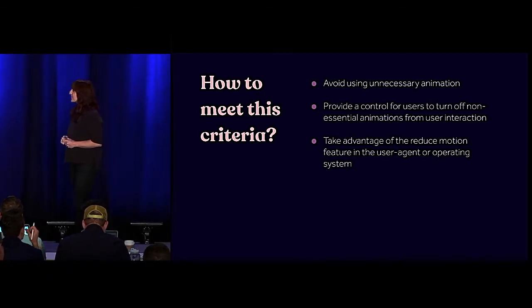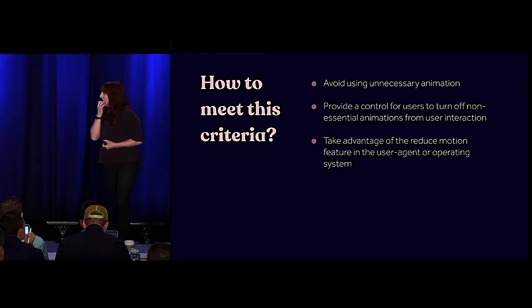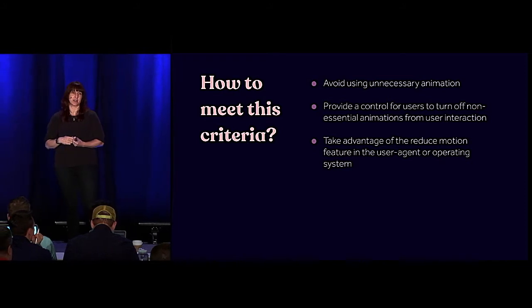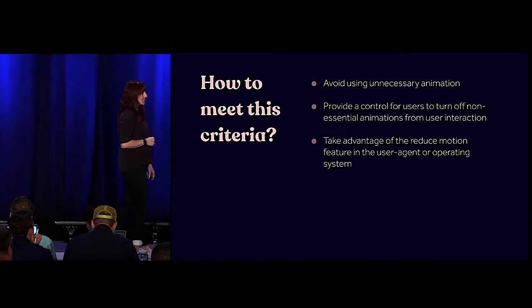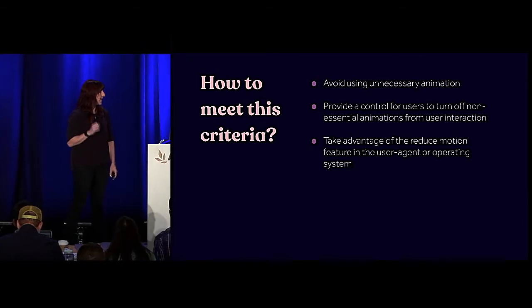Then they say, provide a control for users to turn off non-essential animations from interaction. You're like, okay, sure, but I still have questions. Then their third point is to take advantage of the reduced motion feature in user agents and operating systems. And you're like, huh, interesting. So those are the two we're going to focus on a little bit more, of how we pull that off.